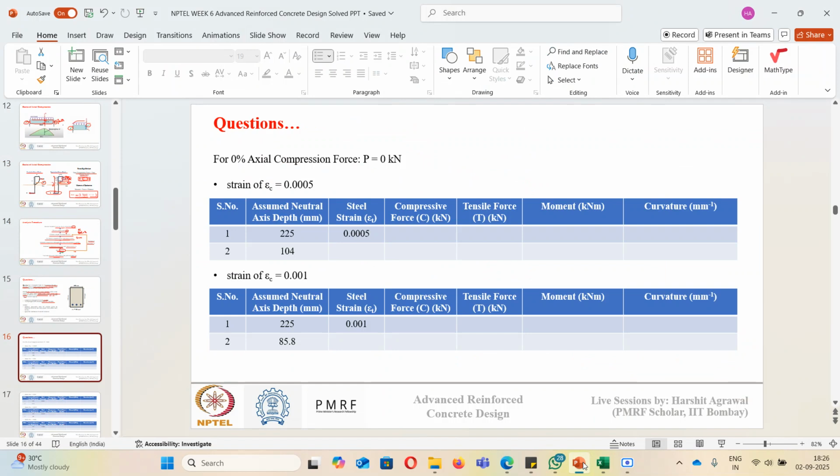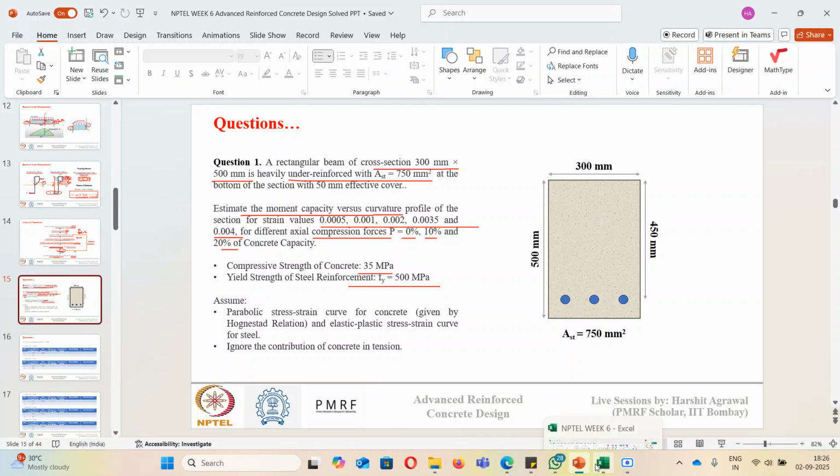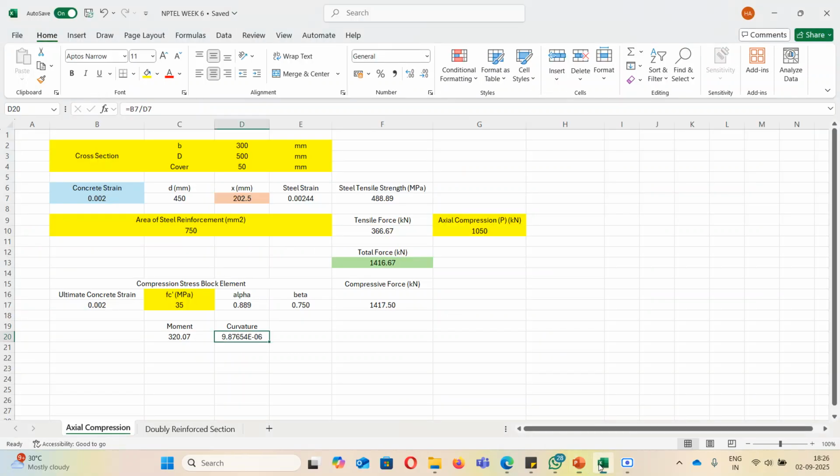So the first case is for zero axial compression force. First I will just check whether the inputs are right or not. The rectangular cross section is 300 cross 500. Cover is 50 mm.